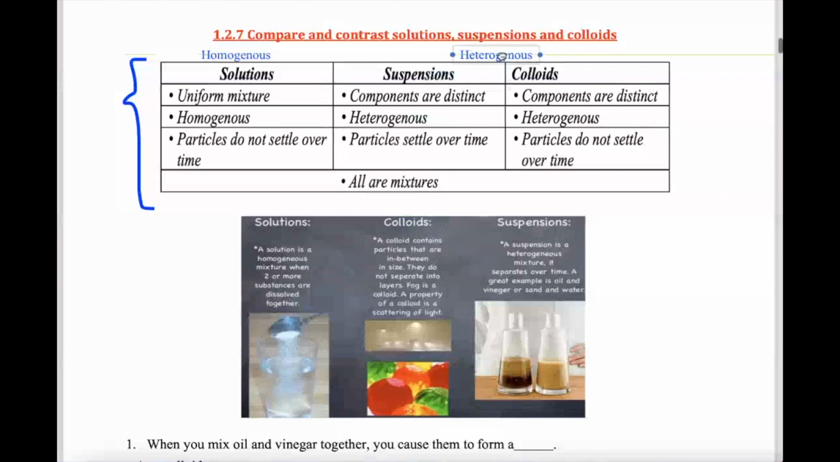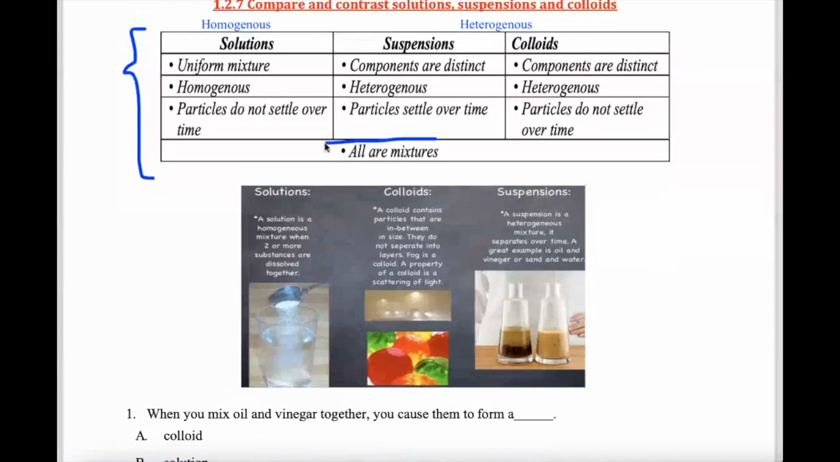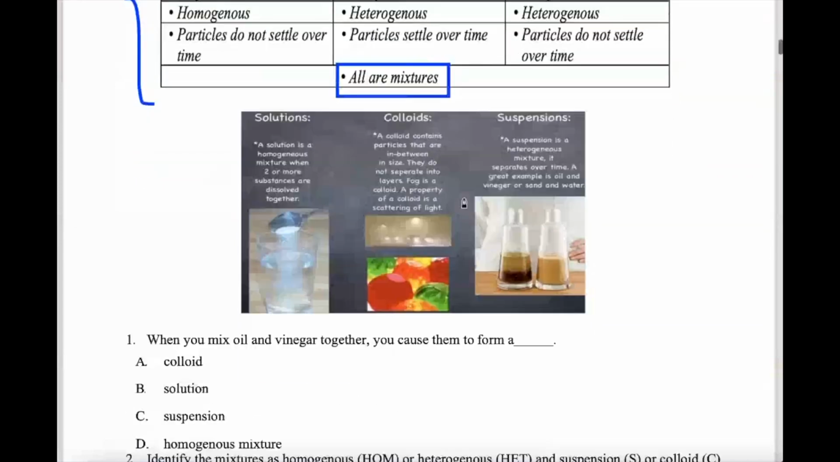You got it? A solution is a uniform mixture, so it is homogeneous and the particles do not settle over time, because the particles cannot even be seen. Suspension is when the components are distinct, heterogeneous, and settle over time. In the colloid, they are heterogeneous and the particles do not settle over time. What is common between them? They are all mixtures, and they are all made up of particles.